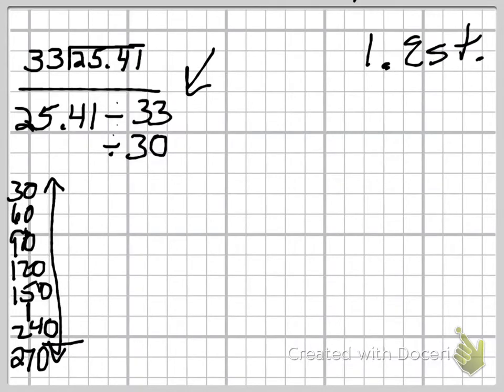So you can see I've started my division problem, 25 and 41/100ths divided by 33. The first thing I want to make sure I do is estimate. So I see that 33 is more than 30 but less than 40. So it's between 30 and 40. It's definitely closer to 30, so I'm going to use 30 as my divisor. We always start with the divisor when we divide.